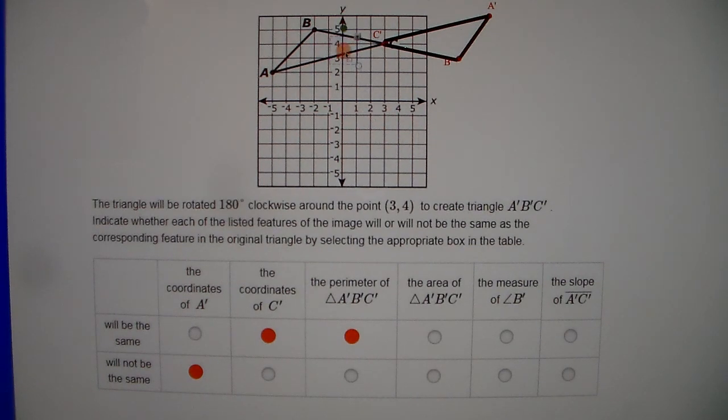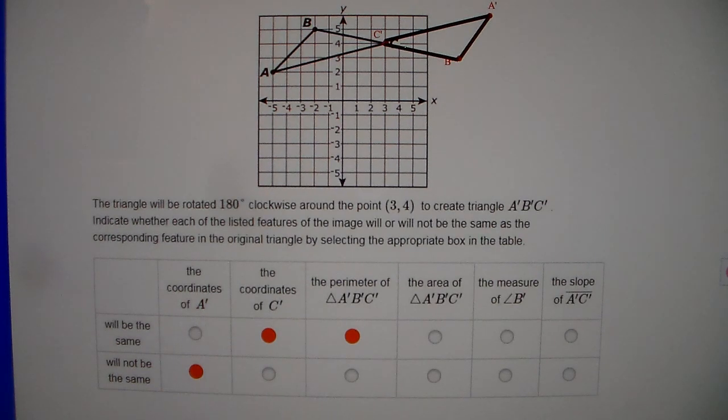Now the area of the triangle, when you rotate a triangle, the area will also stay the same. The only time when the perimeter or the area will change is when you dilate a figure. When we talked about dilations in class, we made the figure bigger or smaller by a percentage. So when dilating the figure, that's when the perimeter and the area will change. The perimeter will get bigger if you make the picture bigger. The area will also get bigger if you make the picture bigger, and vice versa.